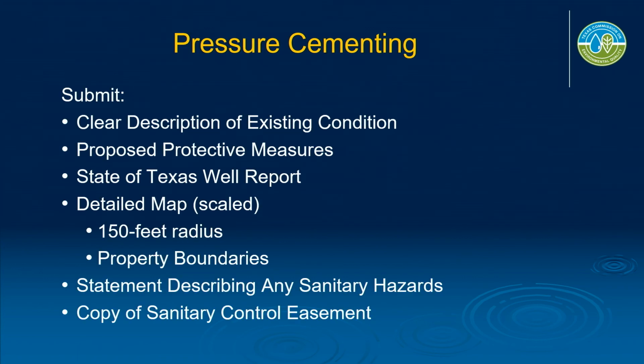Again, you can probably see that there's a clear trend going here with what you guys need to submit. It varies very little from the other two well setbacks or sanitary control easements. A clear description of the existing condition, proposed protective measures, State of Texas well report, a detailed site map containing 150-foot radius and property boundaries, a statement describing any sanitary hazards, which you will cover by that well hazard survey, and a copy of sanitary control easement, if applicable. Most of these documents are all very similar to what you have to submit. So if you can get the process down, if you can follow those checklists, you're gonna have it made in the shade.